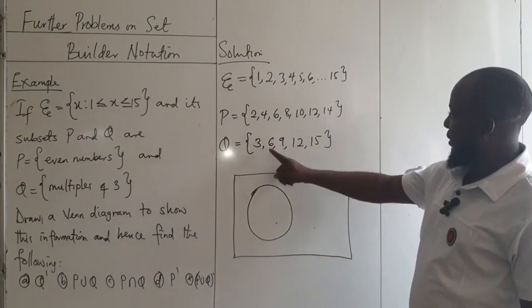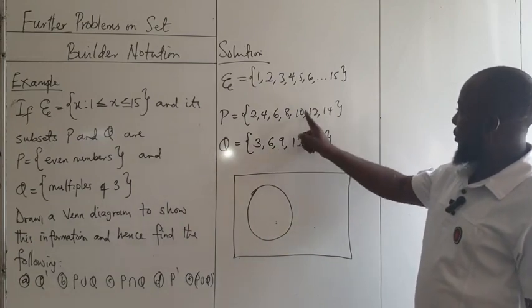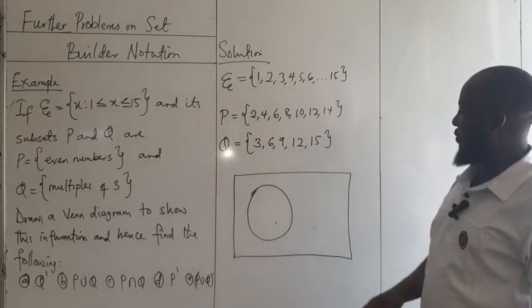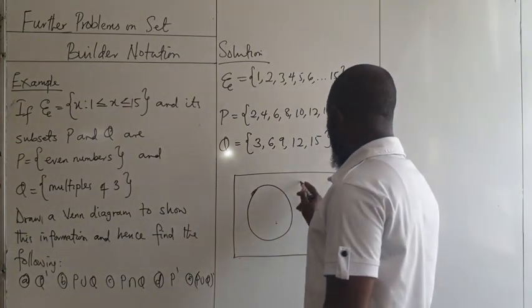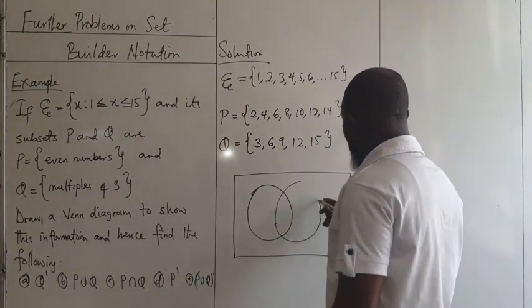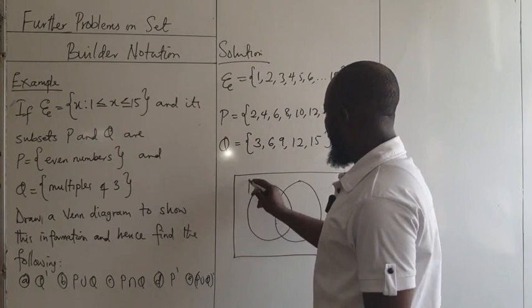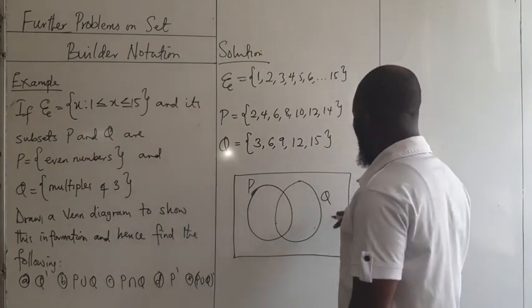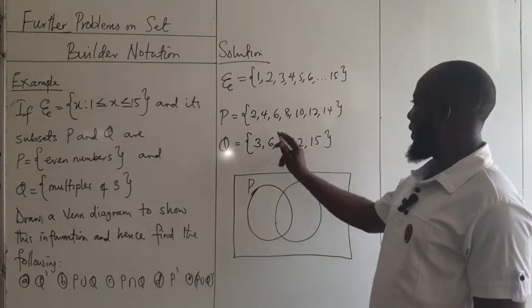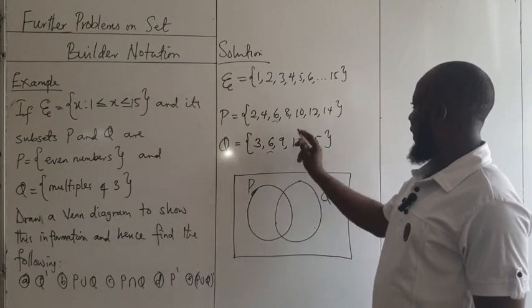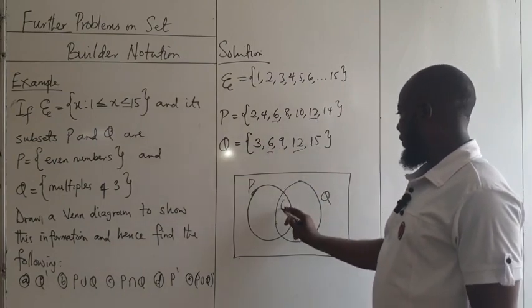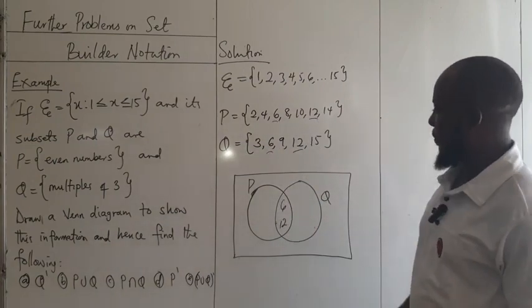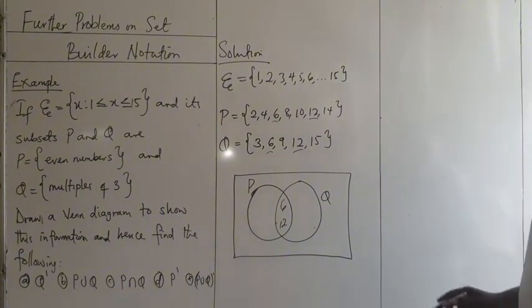We have 6, so 6 is common. 12 is also common. So in that case, we are going to intersect the circles. So this is P and this is Q. The first thing is to list the intersection, which is 6 and 12. Are you with me? So that's the first step.